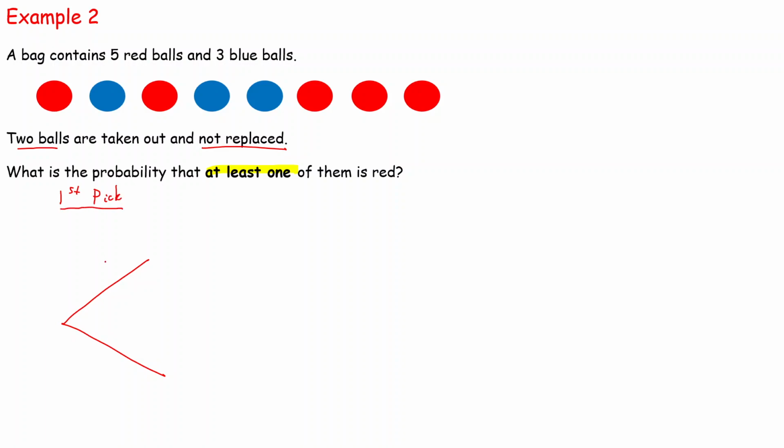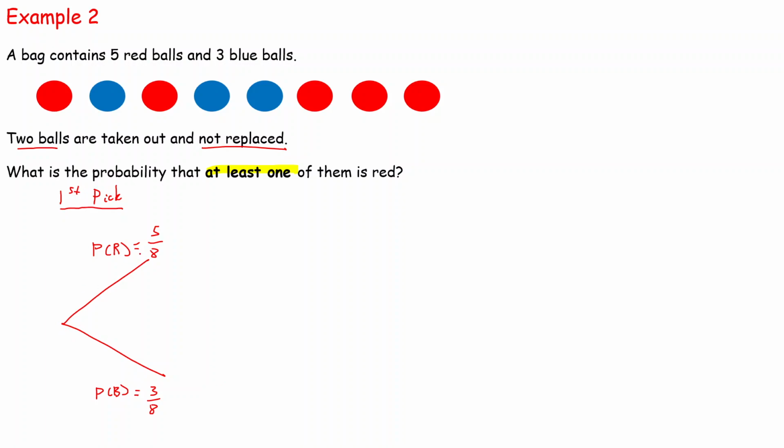And let's say the probability of choosing a red ball is going to be, well, there's 1, 2, 3, 4, 5. There's 5 reds out of a total of 8. And the probability of choosing a blue, well, it must be 3. We can see there's 3 left. So 3 out of a total of 8.